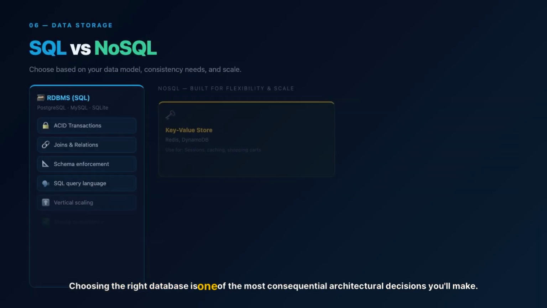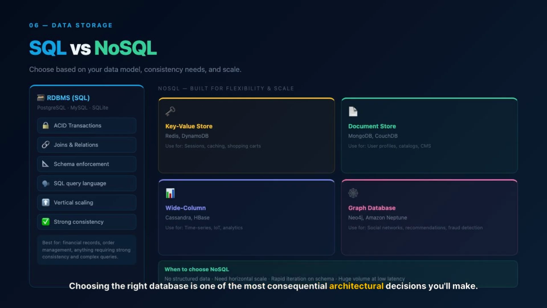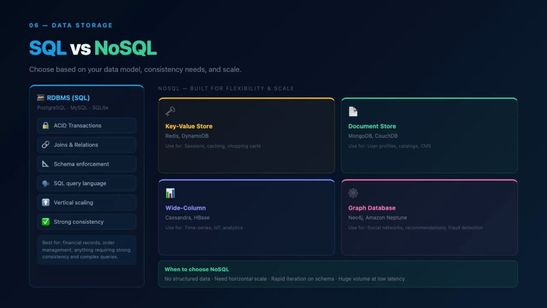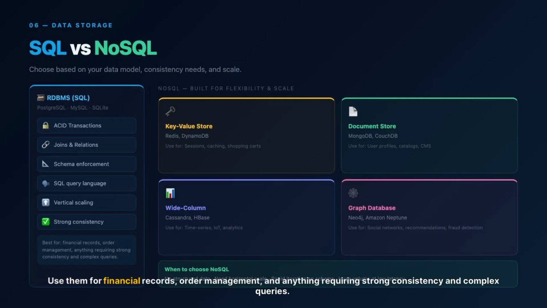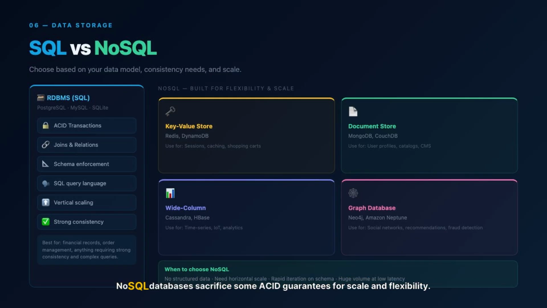Choosing the right database is one of the most consequential architectural decisions you'll make. SQL databases, or RDBMS, like PostgreSQL and MySQL, enforce ACID properties: atomicity, consistency, isolation, and durability. They support complex joins, have a strict schema, and scale vertically. Use them for financial records, order management, and anything requiring strong consistency and complex queries.